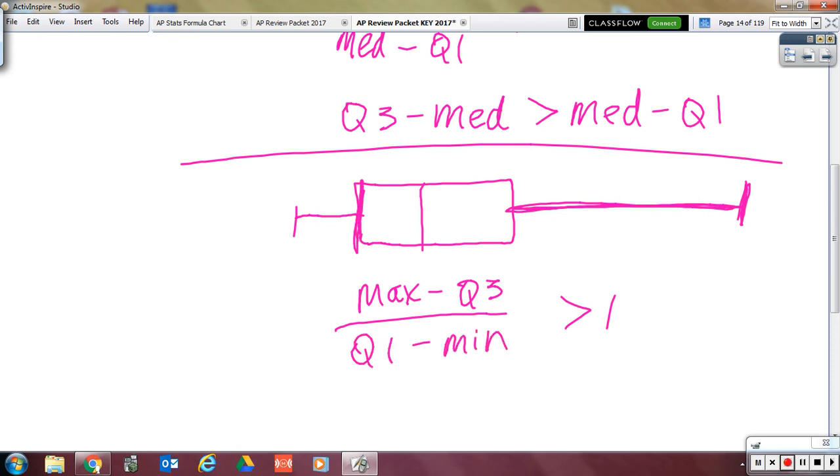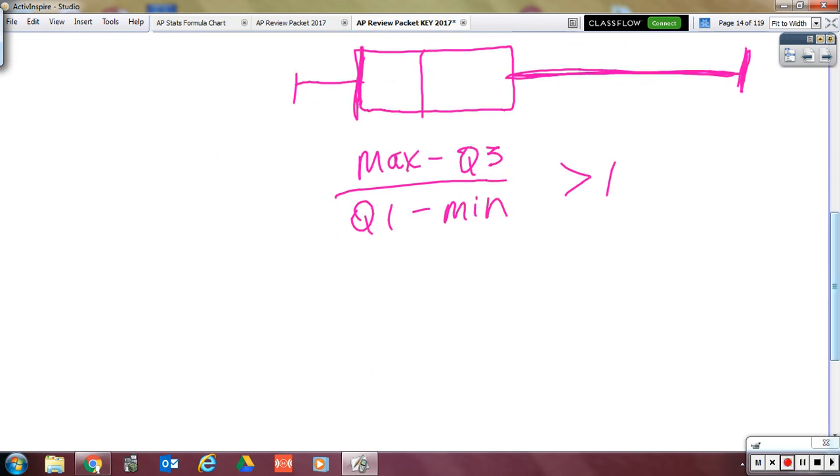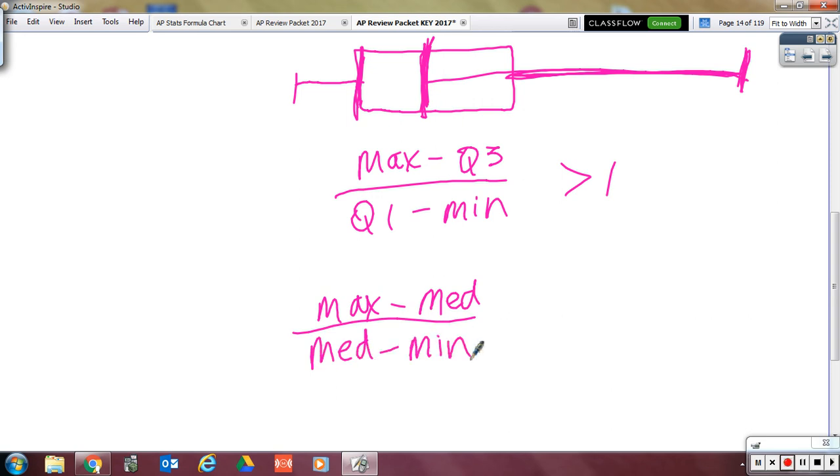Okay, I think you could also do another one on this. And actually, I did another version of this. What's the other version you could do? Max minus what? Median, yeah. The distance from the max to the median and the distance from the median to the min. Okay, that could work as well. So those are all different mathematical ways that you could decide if it's skewed right. So that's what they were looking for.